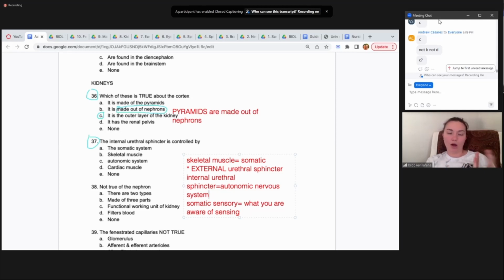Internal, governed by autonomic, you're not aware, but then you feel like you need to go. External is what you choose to do, somatic or skeletal. Obviously, cardiac, no, because that's just the heart. It's not what's involved there.